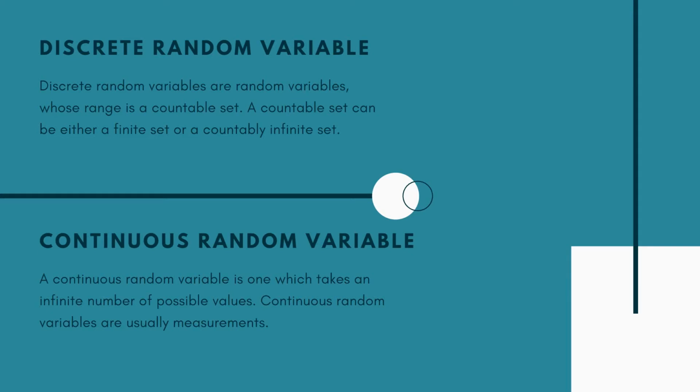Now, unlike discrete variables, continuous random variables can take on an infinite number of possible values. A continuous random variable is one which takes an infinite number of possible values. Continuous random variables are usually measurements. Examples: temperature of a patient in a hospital, height of students in class, weight of students in class, time it takes to get to school, distance traveled between classes.